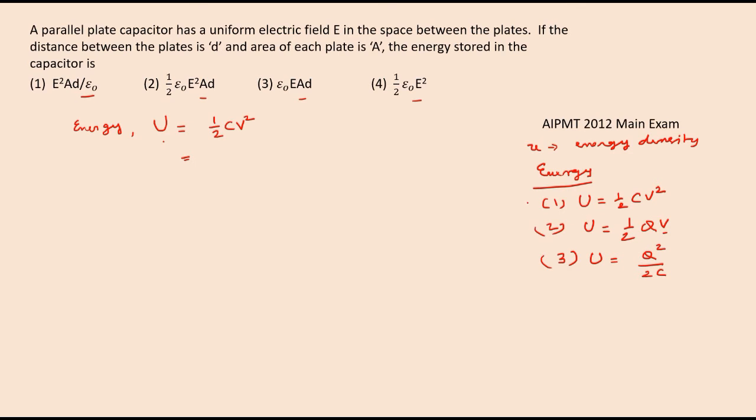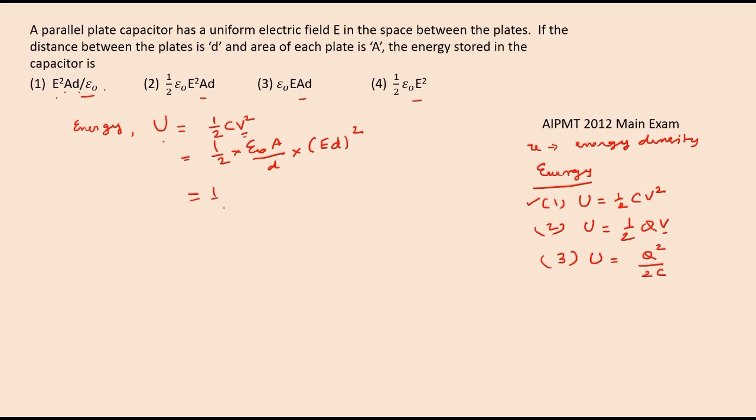Now we have used this one here, half CV square. But you see in the given options there is E, there is A, there is D, there is epsilon naught. There is no C. So you write C as epsilon naught A by D. Now see, gradually we are getting epsilon naught A and D. But we don't have V in these options. But you know E is V by D, so V is ED. So this is simply ED the square.